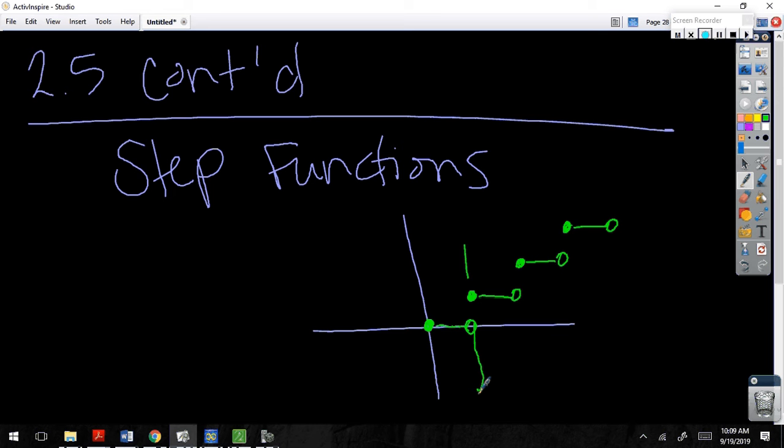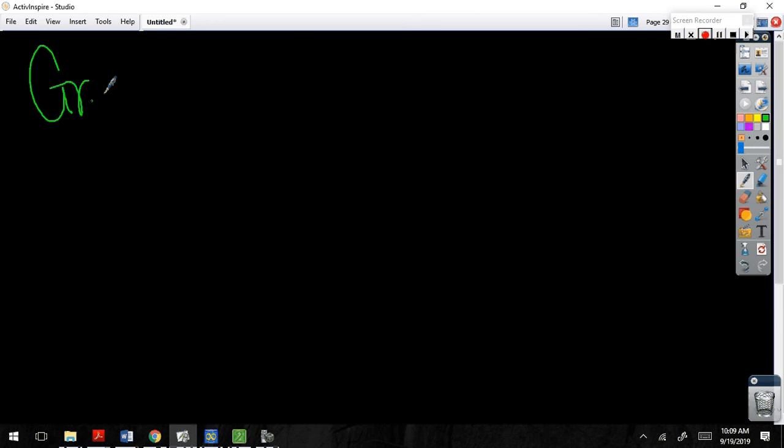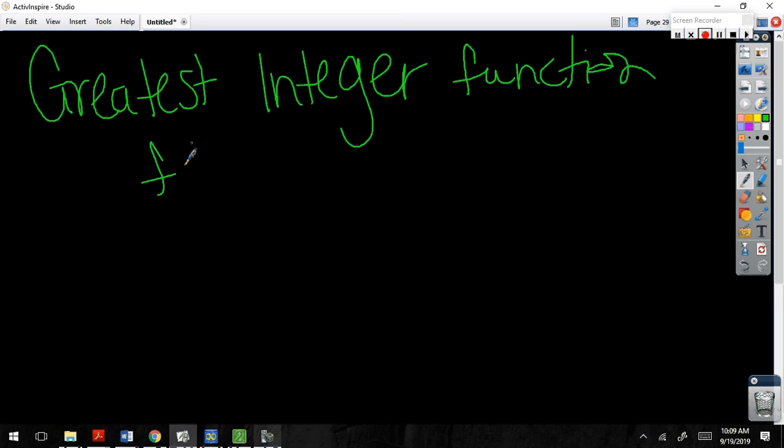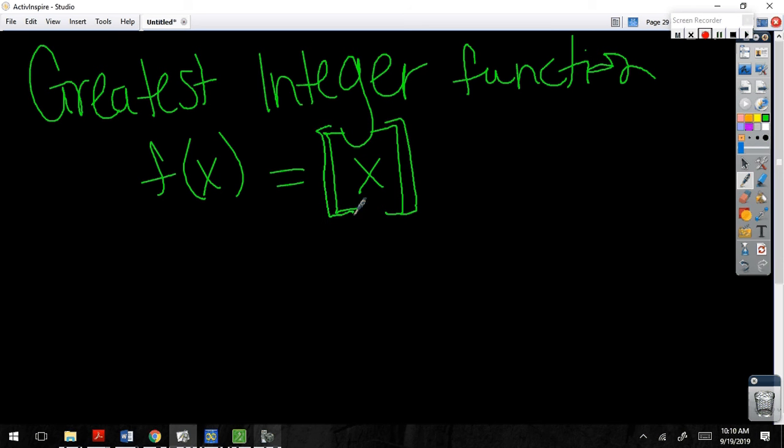You've probably seen them on standardized tests. Have you seen them before on tests? I know you said you'd seen piecewise. It's another type of piecewise, okay? So what this one is, this is the most common. It's called the greatest integer function. And it looks a little funny. It's kind of bolded.